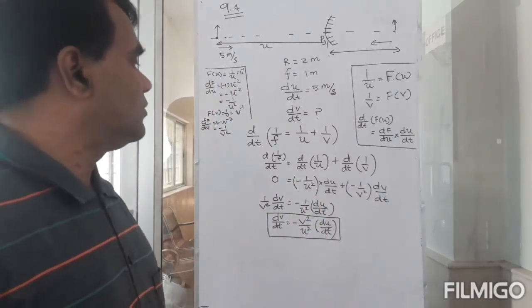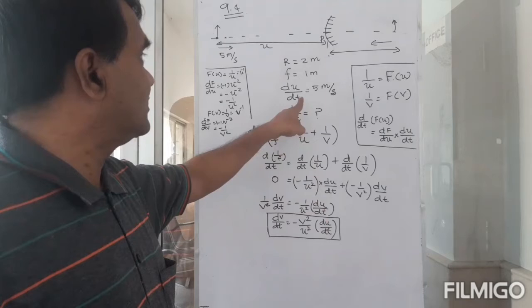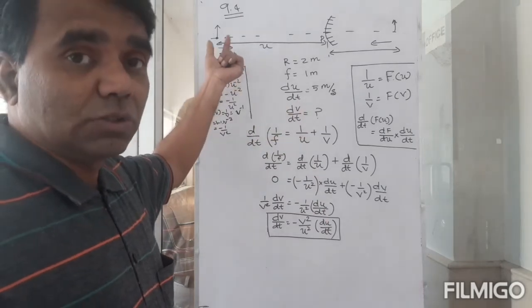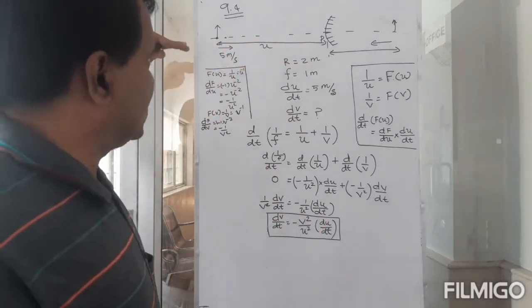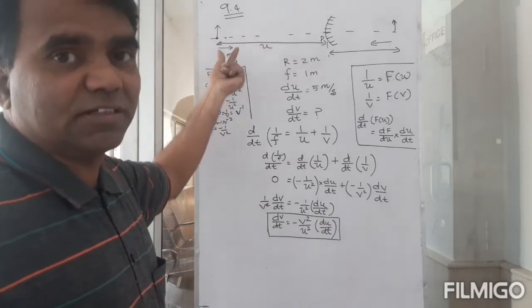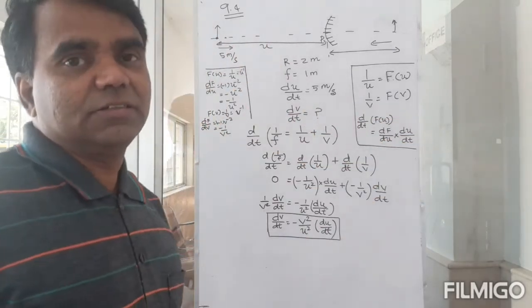So what is du by dt? Du by dt is actually the speed with which u is changing. The speed with which u is changing is 5 meters per second. That's the speed with which that guy is coming to you.